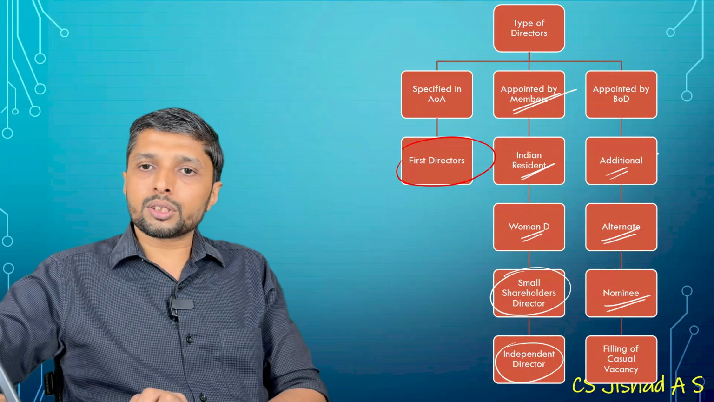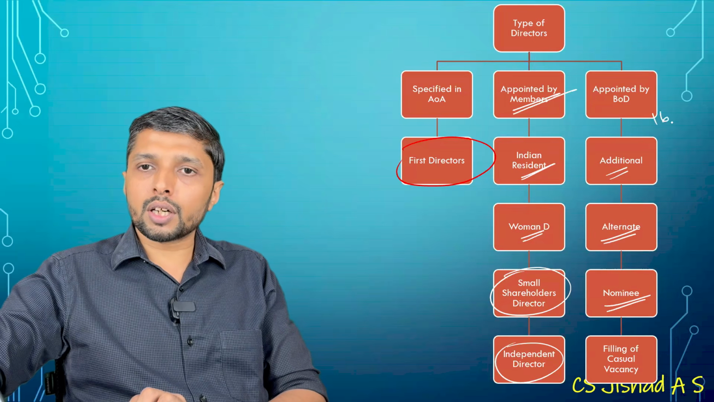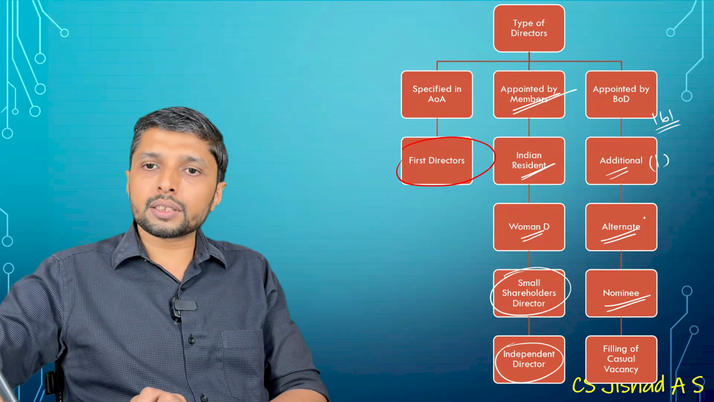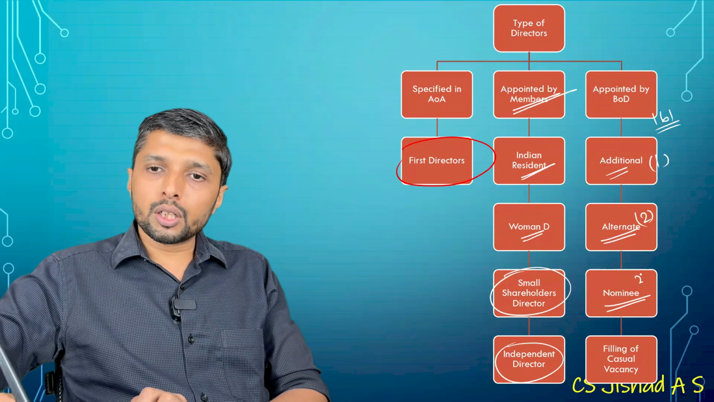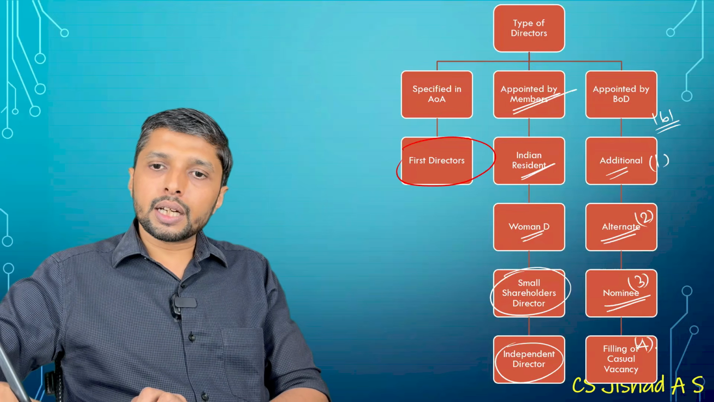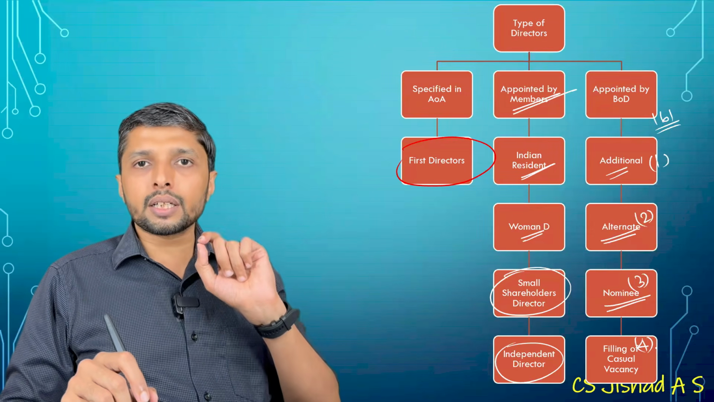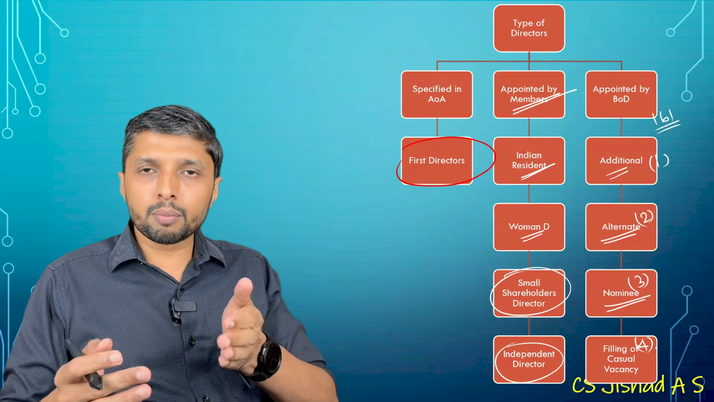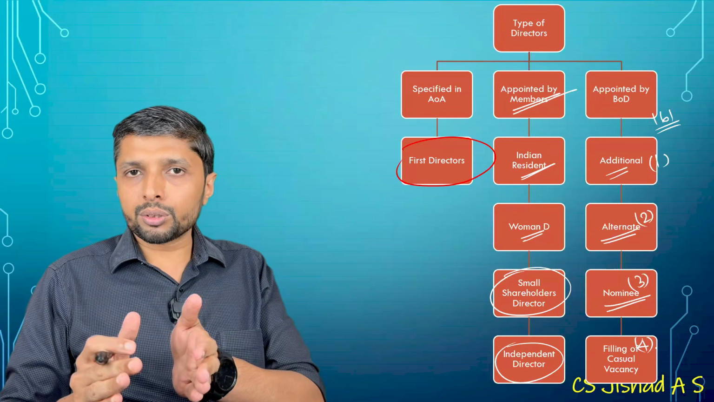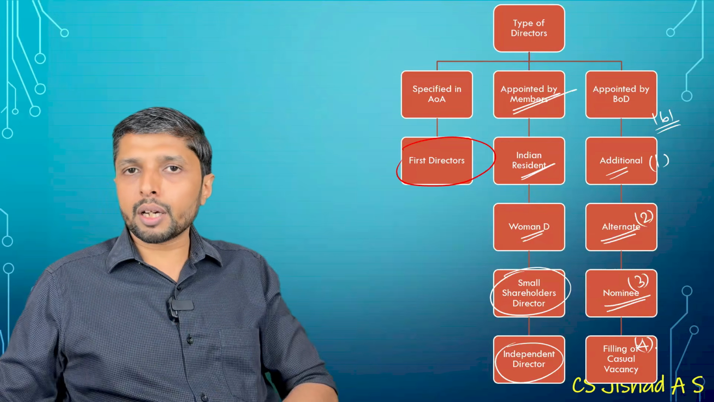Then nominee director. These provisions are explained in section 161. Additional director is subsection 1, subsection 2, nominee director is subsection 3, and filling of casual vacancy is subsection 4. Nominee directors are the directors who are nominated by third parties, any bank, financial institution, etc., and who are appointed by the board of directors.